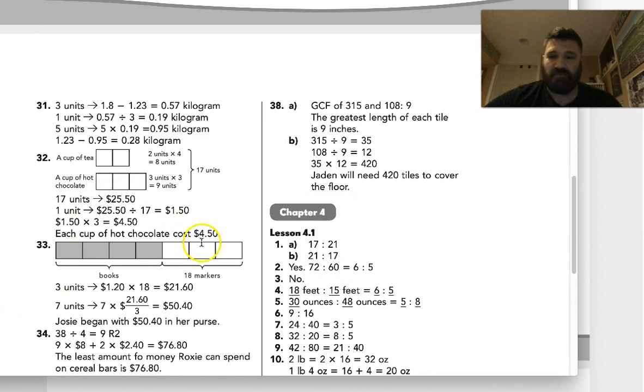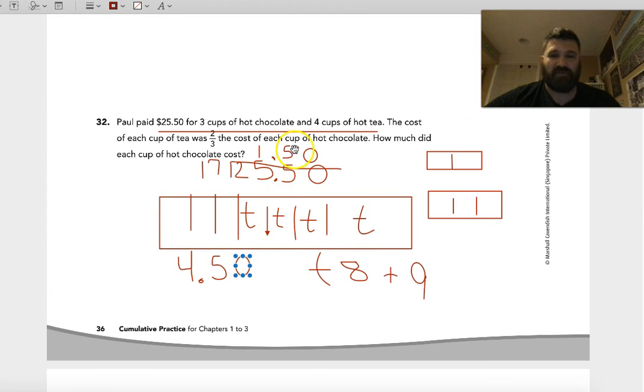Number 32, each cup of hot chocolate was $4.50. So if each cup was $4.50, what was the total? That would be your other question, because it just wanted to know each cup of hot chocolate.